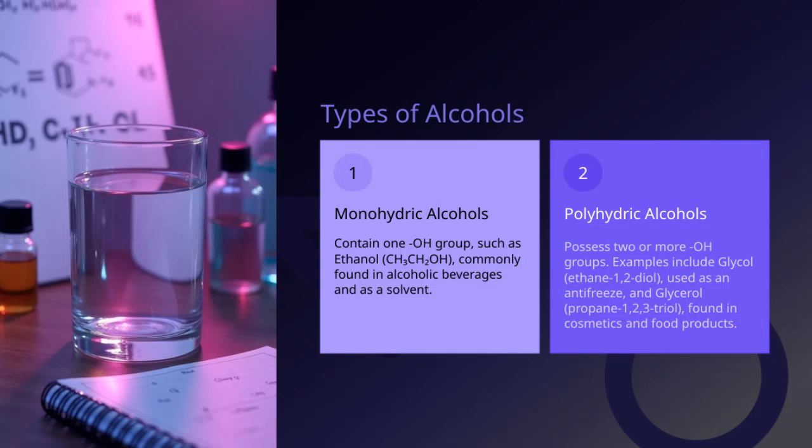Now, let's talk about the different types of alcohols based on their hydroxyl groups. First, we have polyhydric alcohols, which possess two or more OH groups. An example of this is glycol, or ethane-1,2-diol. You might recognize glycol as an antifreeze because of its ability to lower the freezing point of water.